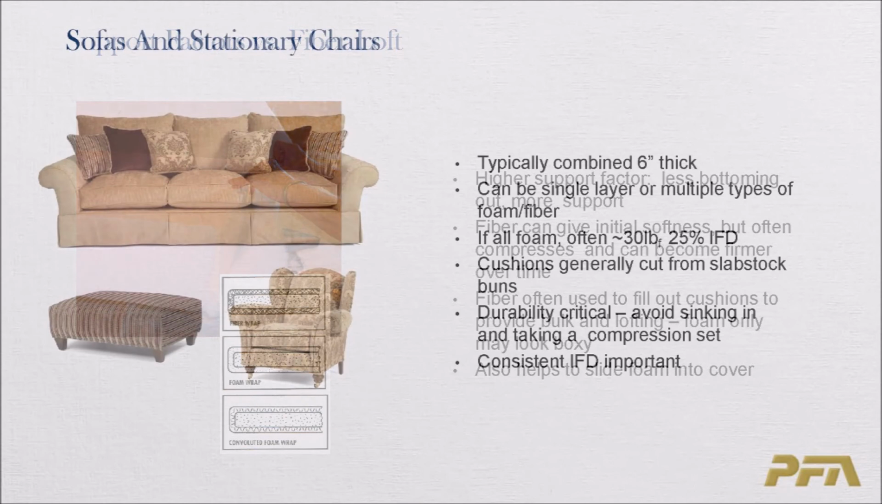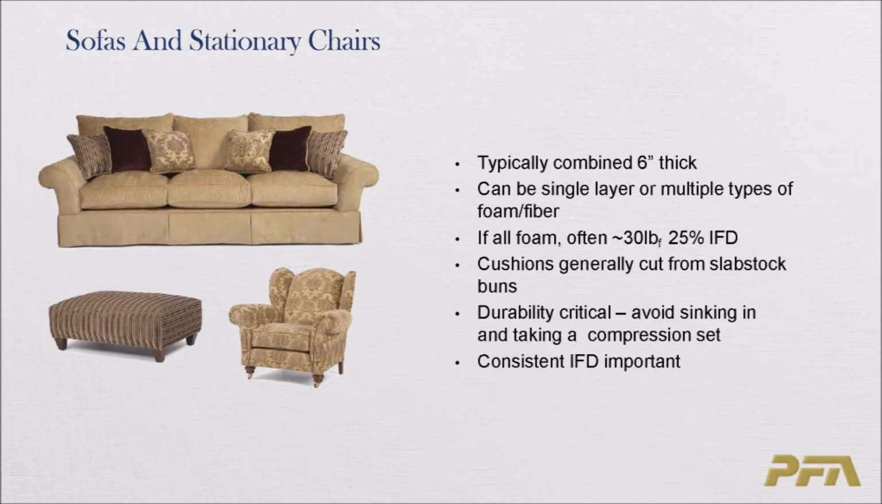Sofas and stationary chairs. The total thickness of the cushion ends up being around 6 inches thick, and the foams are a bit firmer than what you would think on the top layer of a mattress. So some of the critical characteristics that I'll list are durability. Clearly you're going to be using this couch for quite a bit of time, and you don't want to see it start to dip and sag over time.